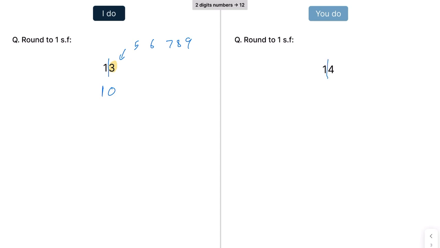So hopefully you've pressed pause and had a go at this one. Draw your line after the first significant figure. Look at the decider, which in this case is 4. Now, 4 is less than 5. That means I'm going to leave the 1 as it is. Everything else becomes a 0.